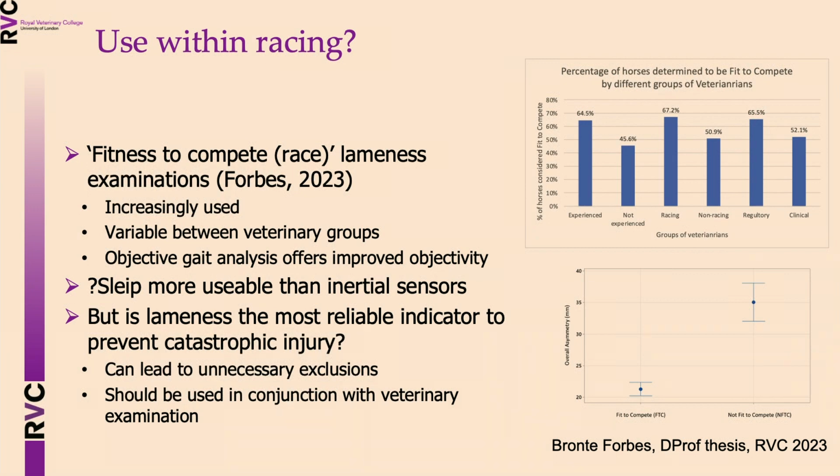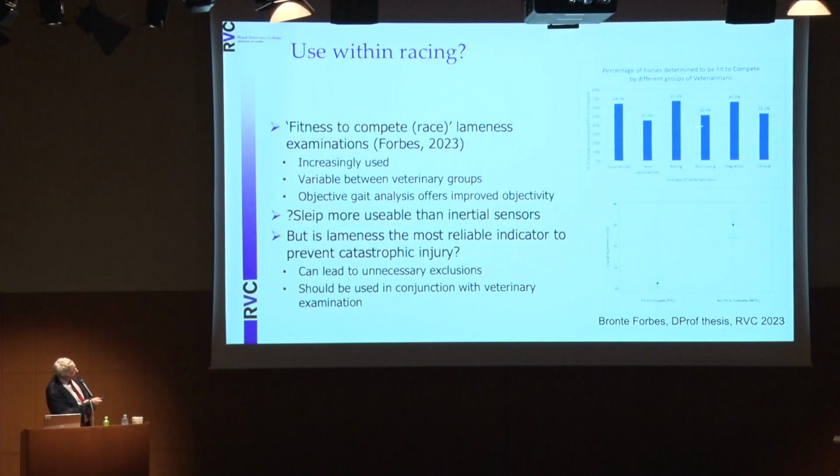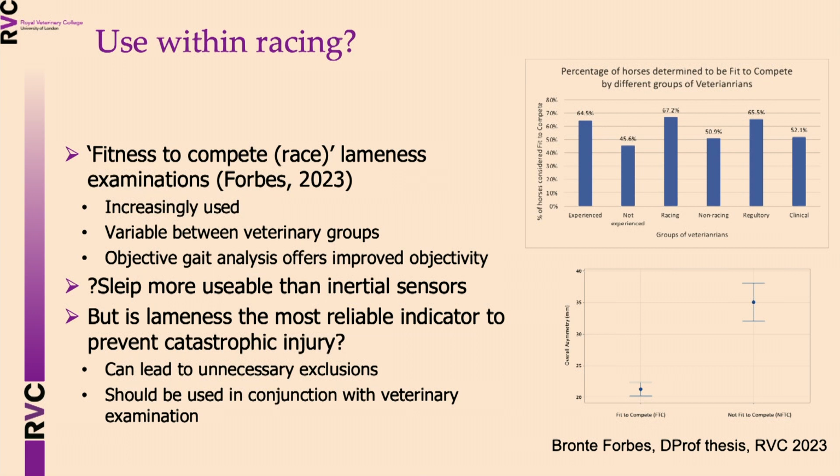This is controversial, but there are an ever increasing number of jurisdictions that are adding a lameness examination as part of the fitness to compete examination. In the UK, this has just been introduced as a visual assessment, but we know from this data from Bronte Forbes in his PhD that the interpretation of looking at a horse visually varies considerably.